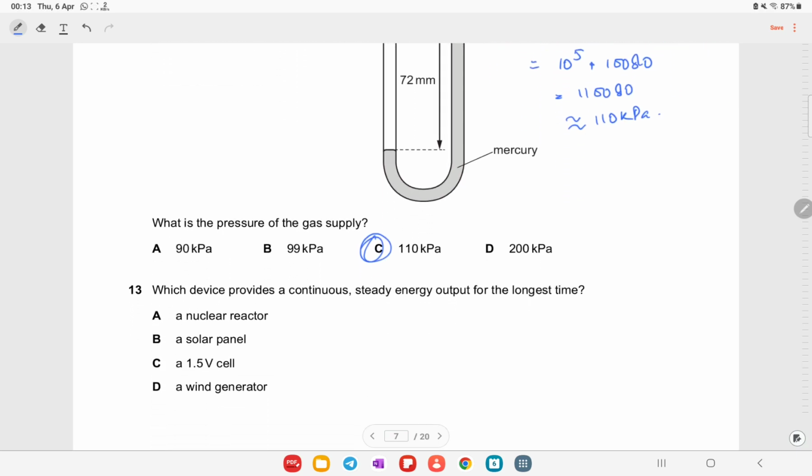Which device provides continuous steady energy output for the longest time? So again, if you talk about this thing, it's a finite thing. A wind generator depends upon the conditions, depends upon the air. So it's not available for the longest time. Solar panels are available in the daytime only, and the nuclear reactor is the one. So 13A is your right answer.